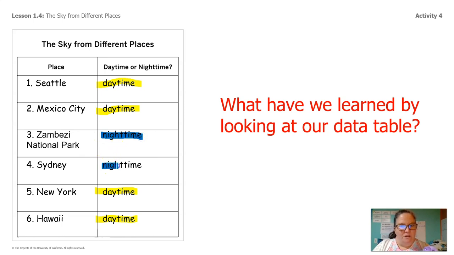So what have we learned by looking at our data table? Lavender, what do you think is important about this data table? Did you guys notice that it's not daytime everywhere? There's two places where it's nighttime, right? So it's daytime and nighttime at the same time in different places right now. Very strange. I did not think that was going to be true.